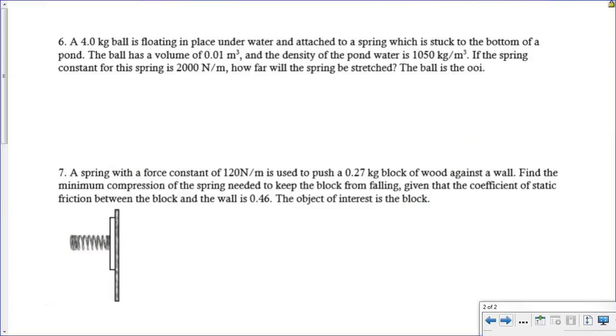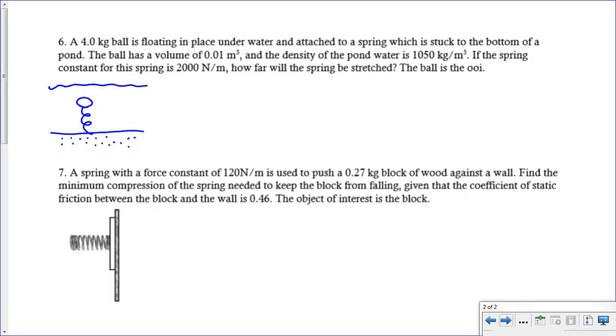Okay, on to these last problems on the back. First one here, we've got another buoyancy problem because there's a ball and it's placed underwater. This time it's attached to a spring. So what we've got is kind of the bottom of a pond here, and attached to that is a spring, and then there's a ball attached to that spring. I'm going to draw that a little bit better. And it's underwater.